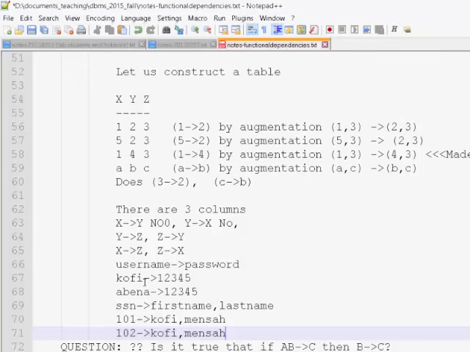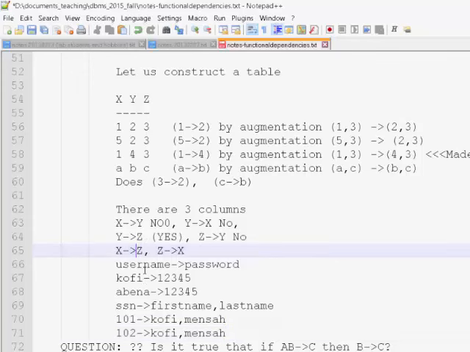So X, let's see. Y to Z is something that is holding. Oh, sorry, this one is yes. And Z to Y is not holding because what? You can have 3 to 2, but 3 also goes to 4. So that's not going to work. So this is no. What about X to Z? So 1 to 3, 1 to 3, 5 to 3. That one is holding, right?